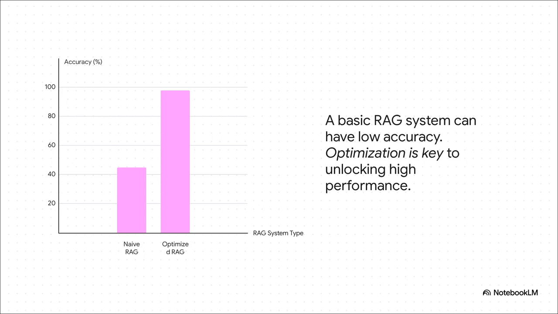And how much does getting it right actually matter? Well, a lot. I mean, look at this. A basic, naive, out-of-the-box RAG setup might only get you about 45% accuracy. But a pipeline that's been carefully tuned and optimized can jump all the way up to an incredible 98%. The takeaway here is crystal clear. Optimization isn't just a nice-to-have, it's everything.